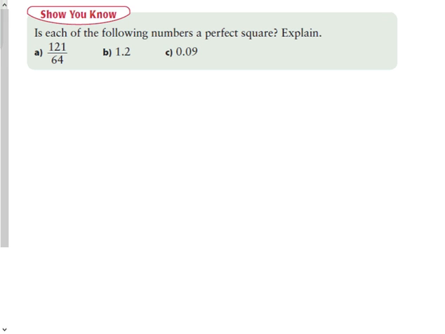For the second question, B, is 1.2 a perfect square? That means that there would be a number multiplied by a number that when you do that, you get 1.2, okay? So is the square root of 1.2 going to be a perfect square?